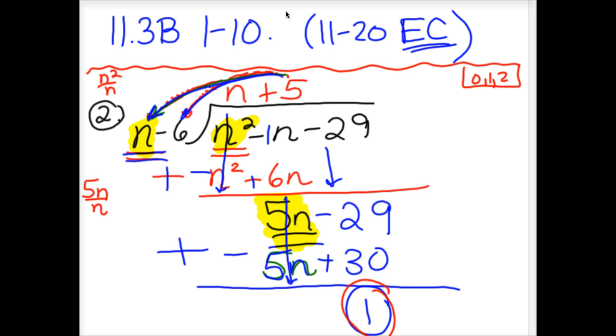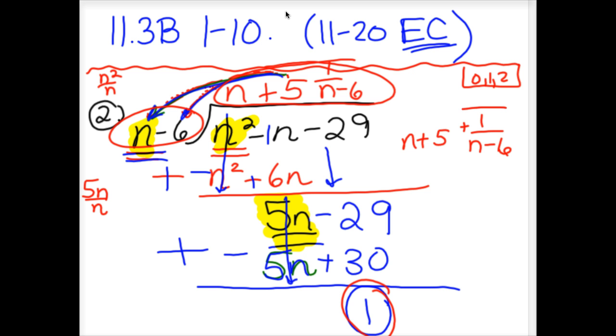1 over n minus 6. And if you go look on the key, this is what you're going to see. They're going to have an n plus 5, and then it's going to say plus 1 over n minus 6. So you'll know if you're doing them right. Again, if you just have the answers, there's no way anyone can do this in their head. I can't, and I've been teaching it for years.